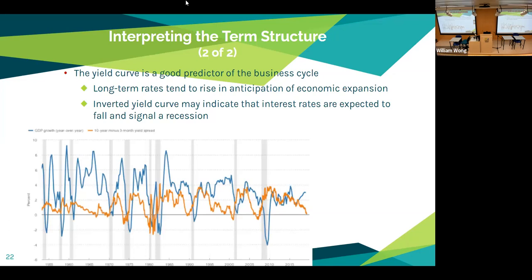Again, yield curves are good predictors for the business cycle. This is the 3-month 10-year spread, the orange line, and this is GDP growth. When the 310 is getting higher, you see that's a big problem. The gray zone is actually the recession.